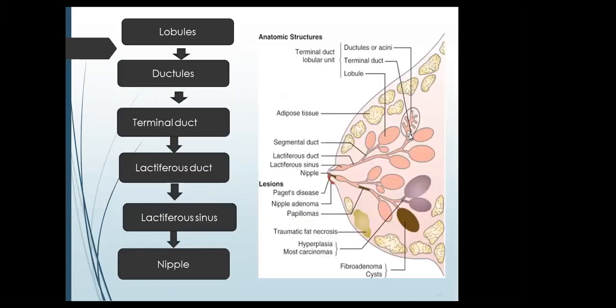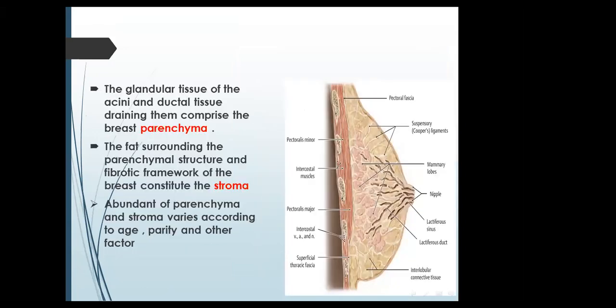This is a small diagram about the lobule and terminal duct. And this is the lactiferous duct and lactiferous sinus on the nipple. The glandular tissue of the acini and the ductal tissue draining them comprise the breast parenchyma. The fat surrounding the parenchymal structures and the fibrotic framework of the breast constitute the stroma. The abundance of parenchyma and stroma varies according to age, parity, and other factors.